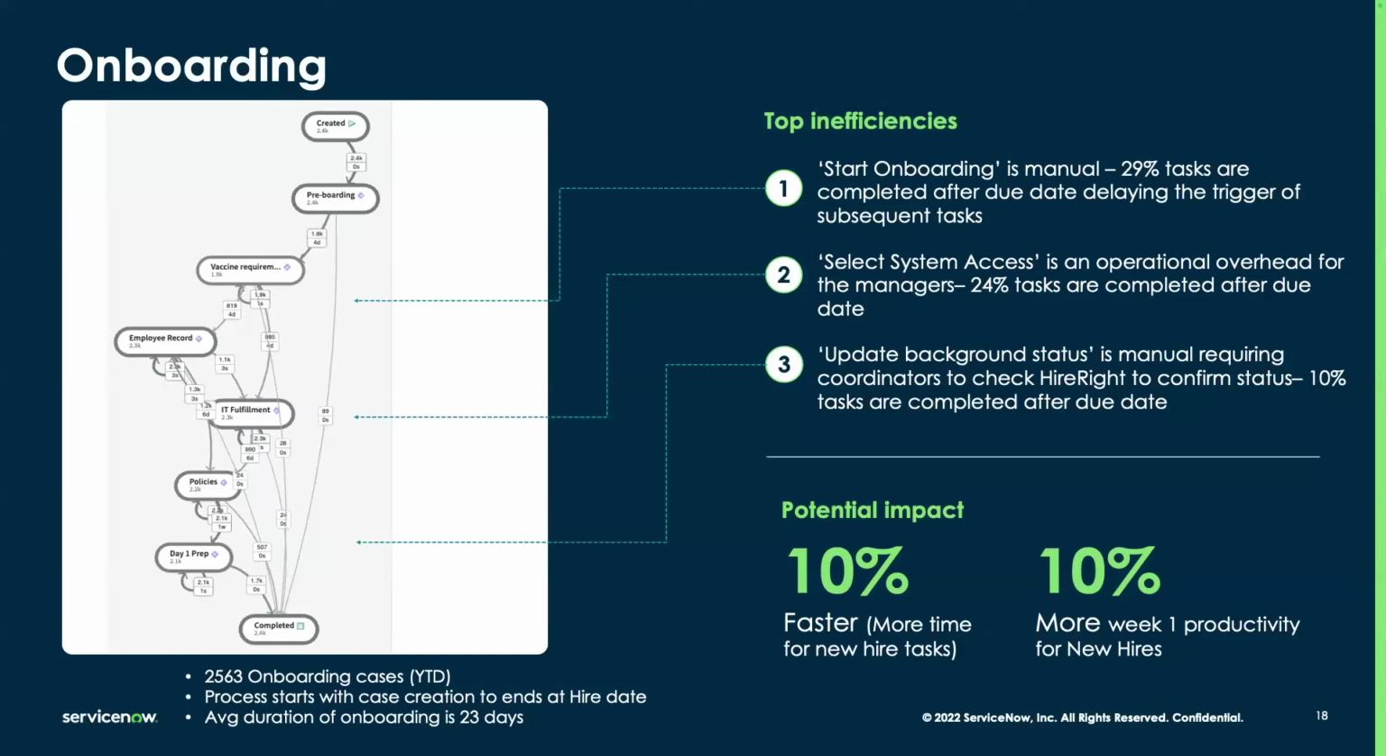So again, what is 10% faster onboarding mean to you as a company? What does 10% more week one productivity mean to you as a company? And these are again just our baselines. Your baselines may be faster. Again, another opportunity using process mining.